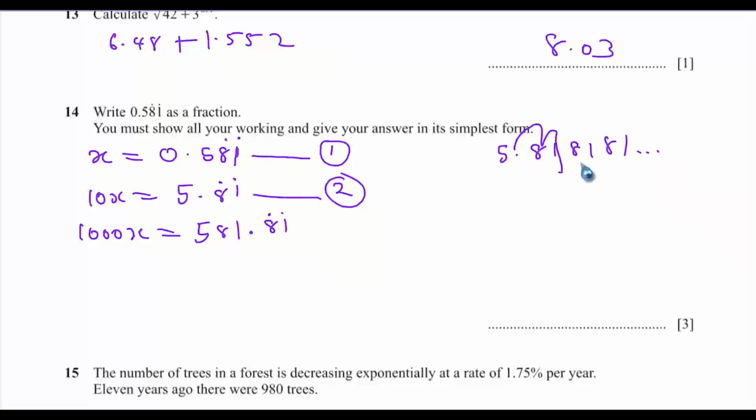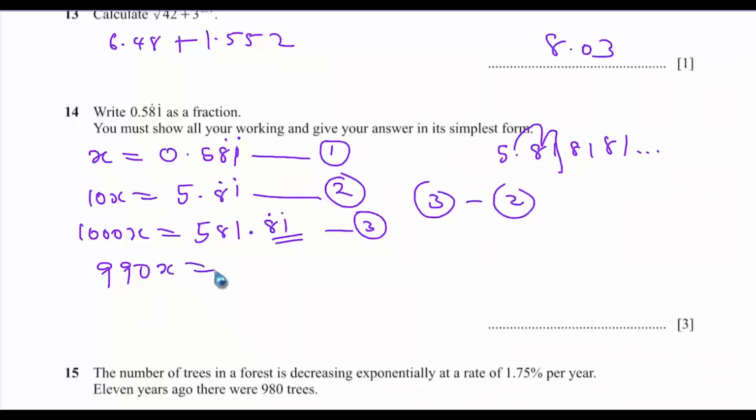So you can see we still have the repeated digits, so 818181 continues. So that's why you are seeing the 81 here. Okay, so now I can call this equation 3. Then the final step, we have to do equation 3 subtract equation 2. So if you do 1000x subtract 10x, that will give you 990x. So that's what you get there.